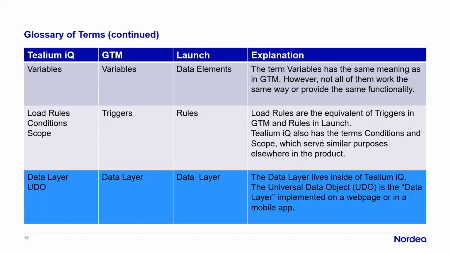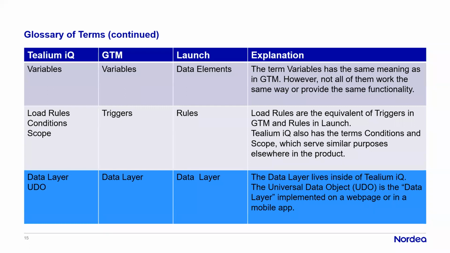So lastly, we have the concept data layer, and that is, as a concept, the same as in both Launch and Google Tag Manager. It is the collection of all the variables we can use inside of our implementation and map to tags and use for different purposes. So almost more or less the same.